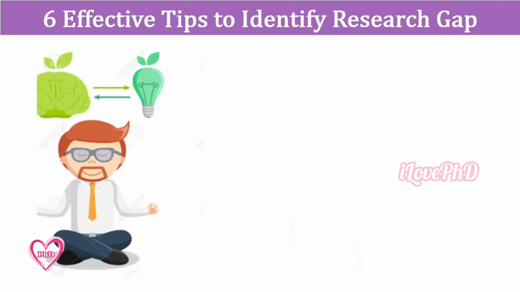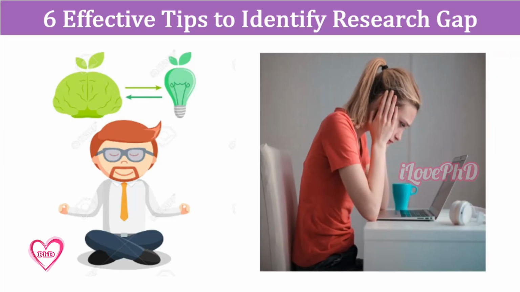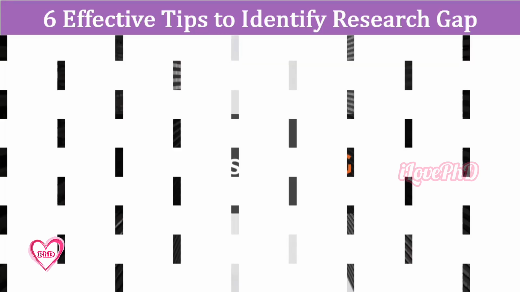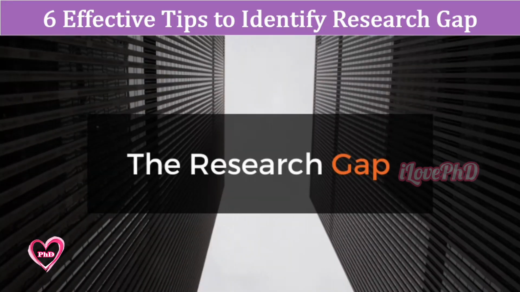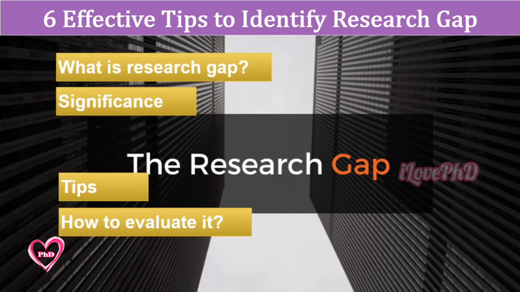Some researchers have a clear idea about the research problem they want to pursue. However, some researchers, especially those who are at an early stage of their career, find it difficult to choose a research problem that is unique and novel. So the best way to handle this is to identify the gap in existing research, that is, identifying the research gap. In this video you will learn what a research gap is, and 6 important tips to identify the research gap are discussed. Okay, let's get into the video.